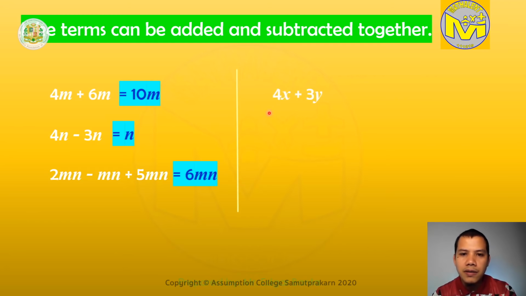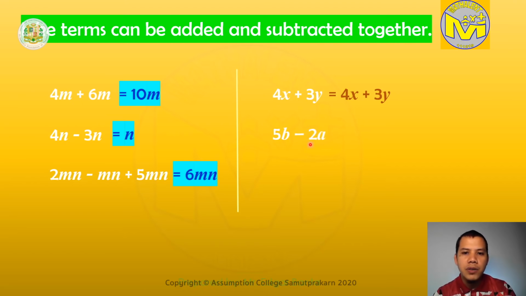Now, look at this. Are they like terms? No, they are unlike terms. So how can we add them together? We cannot. We cannot add them together. So the answer is the same. 4x plus 3y. We can add them together if we know the value of x and y. But at this moment, we cannot add 4x and 3y together. Okay.